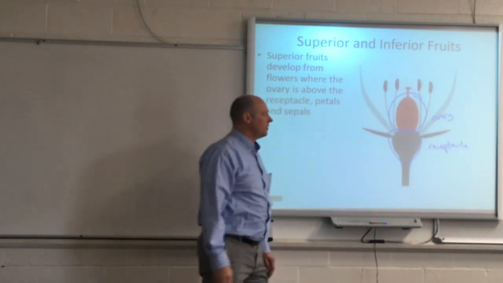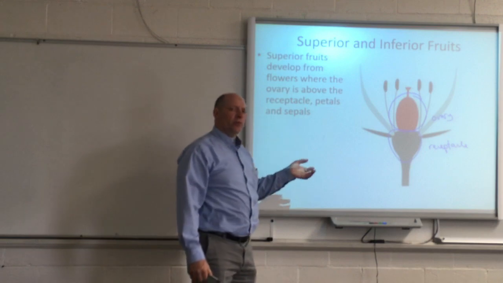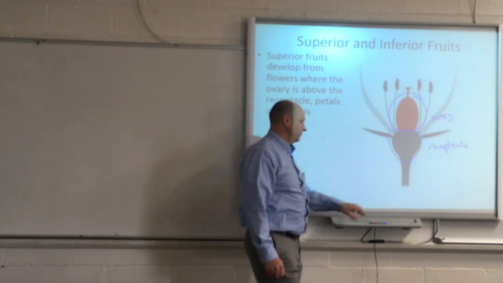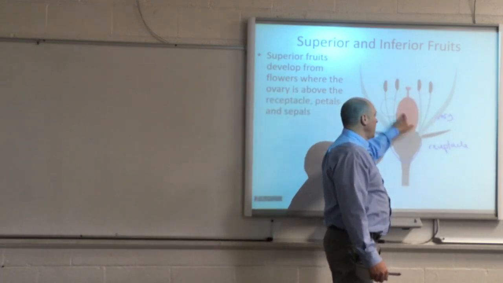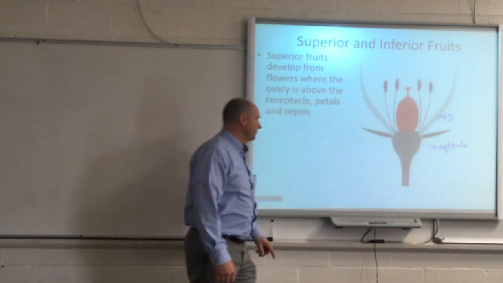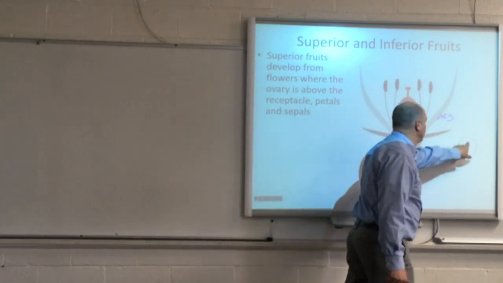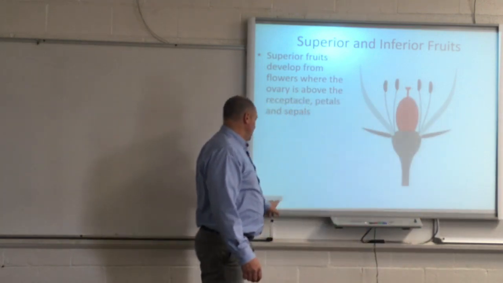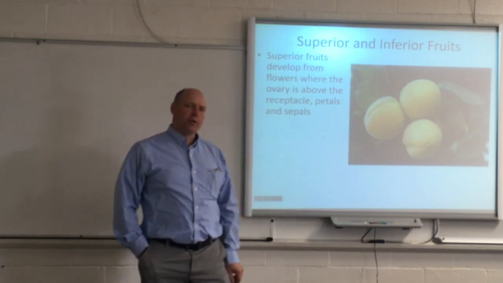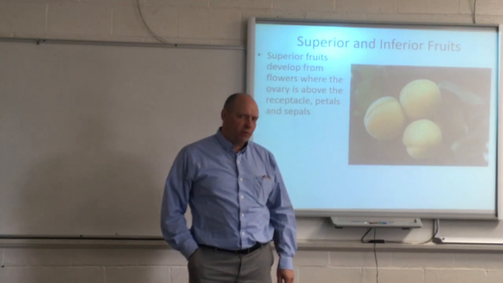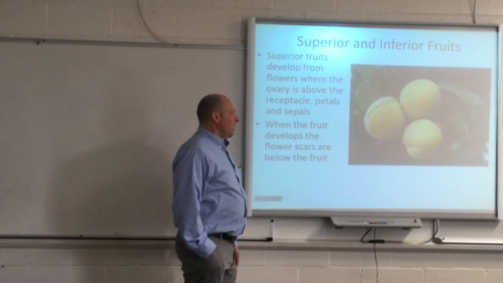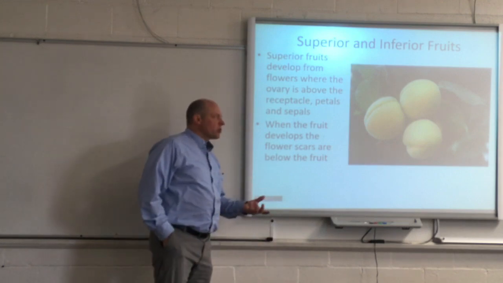Okay, there's the receptacle, there's the ovary. In a superior fruit, superior means above, it means the ovary is above the receptacle. And remember, flower shape and flower structure and fruit structure are interconnected. Peaches are an example of a superior fruit. The fruit develops above the receptacle. When the fruit develops, the flower scars are below.